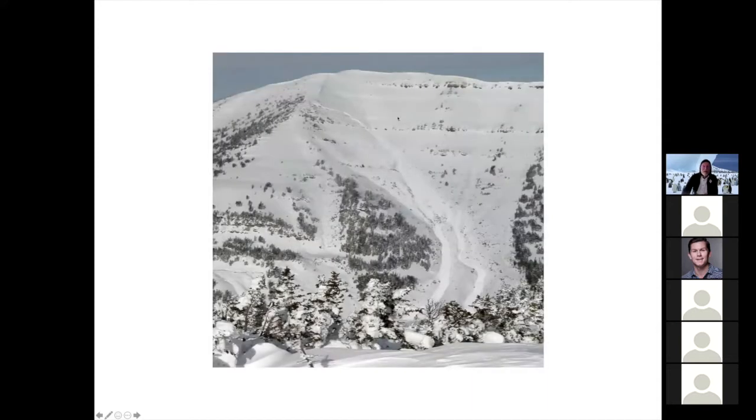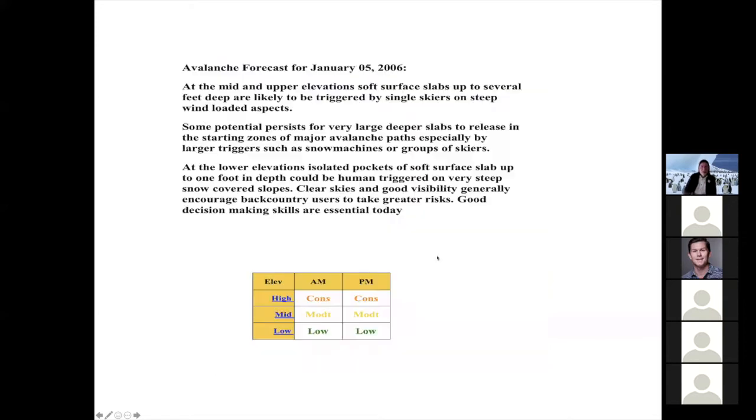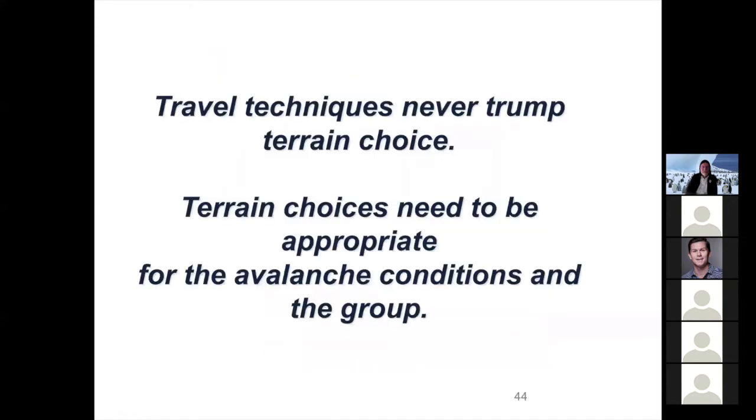And given the day, maybe, again, it's easy to second guess, they could potentially have skied this ridge line down over here somewhere, but avoided this big, huge bowl. And as we see, everything up here funnels down into a terrain trap, narrowing there. So one person died in this avalanche. Our travel techniques don't trump terrain choices. We need to make sure that our terrain is appropriate for the conditions and the group.